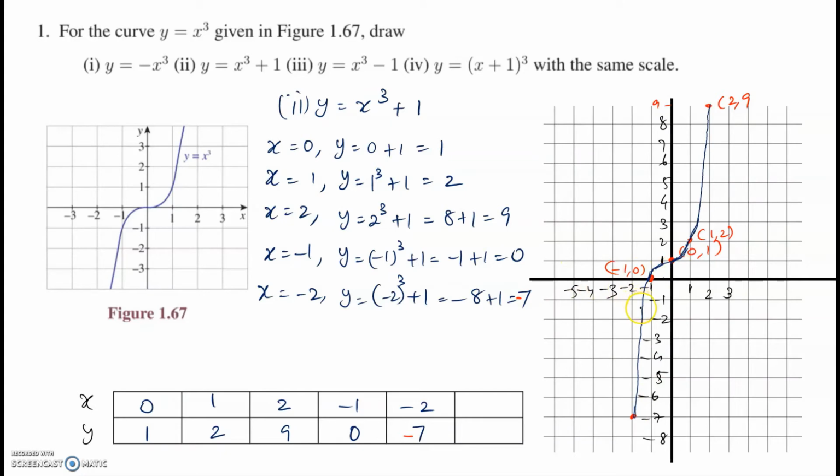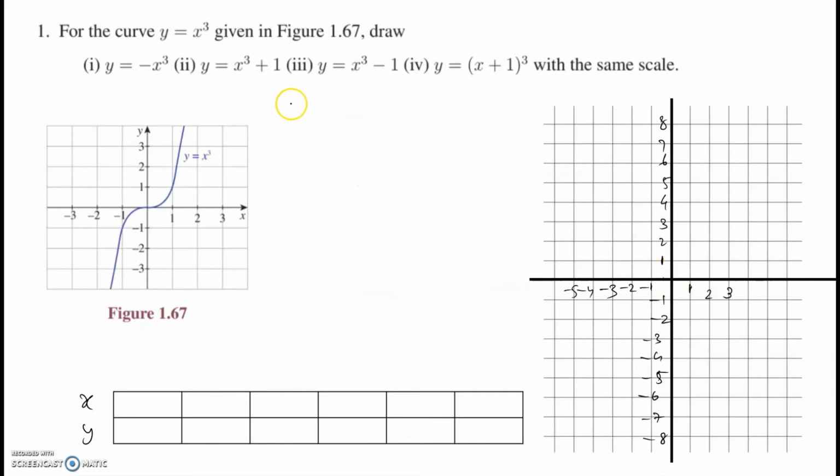So the curve, when you sketch it, looks like this. What has happened is, the original point 0, 0 is no longer there, but instead it is shifted 1 unit upward. Let's do the third one.